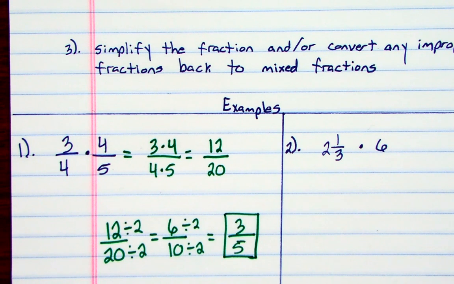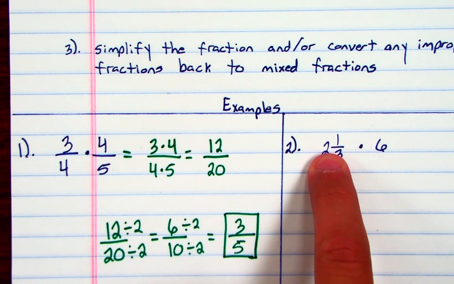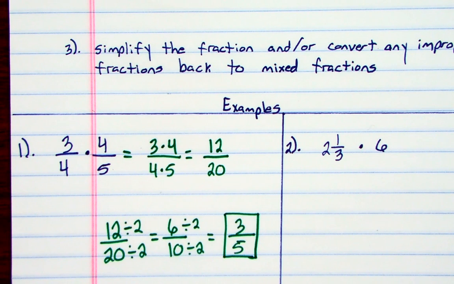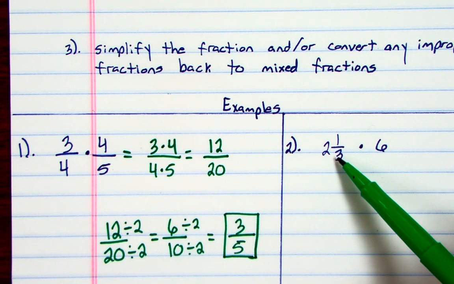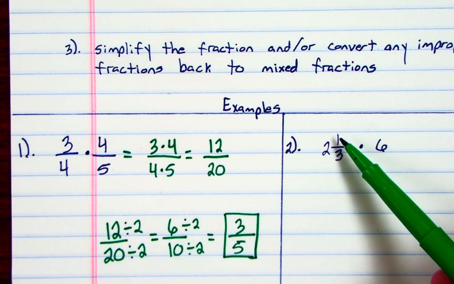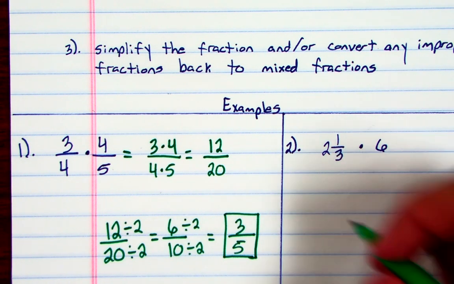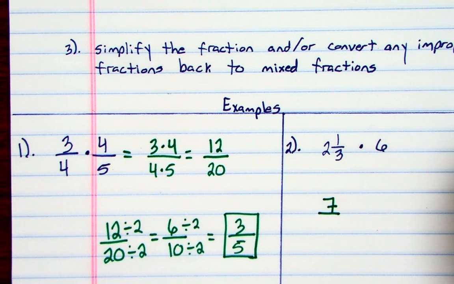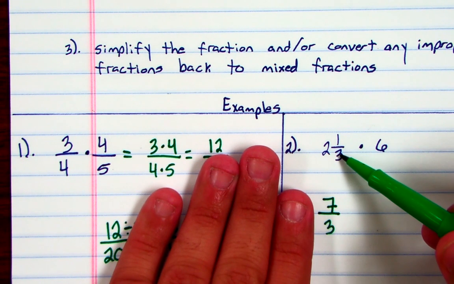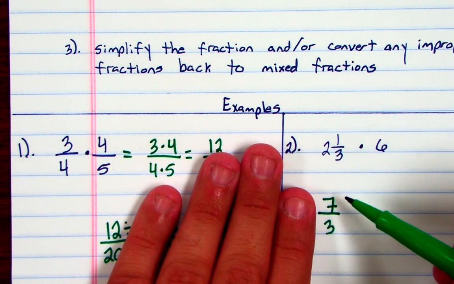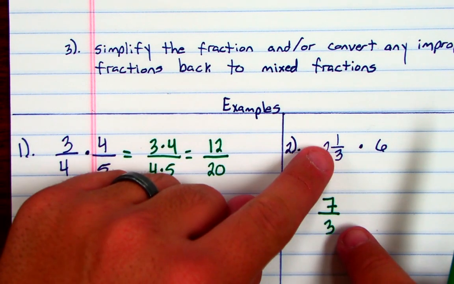Example 2. Notice I have a mixed number. Now I'm going to turn it into an improper fraction. The way you do that, you take your whole number times the denominator. So 2 times 3 is 6, and then add the numerator. So 6 plus 1 is 7. Keep that over your denominator, which was 3. So again, how did I get 7/3? 2 times 3 is 6. 6 plus 1 is 7. The denominator stays the same.